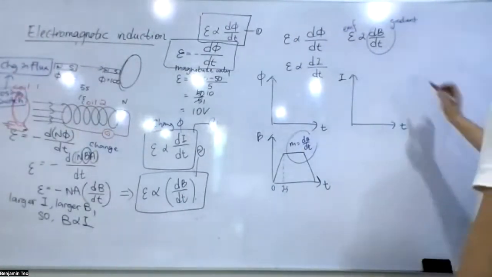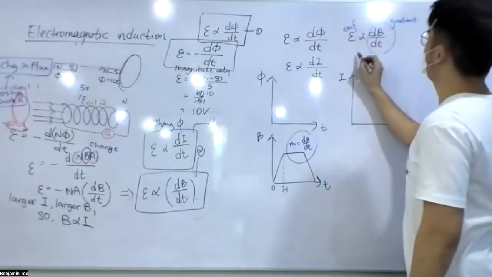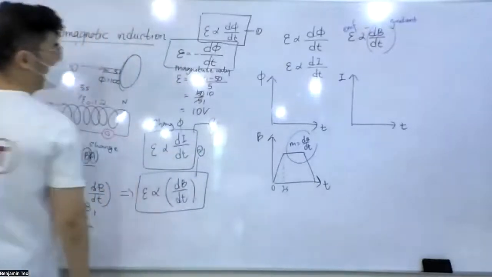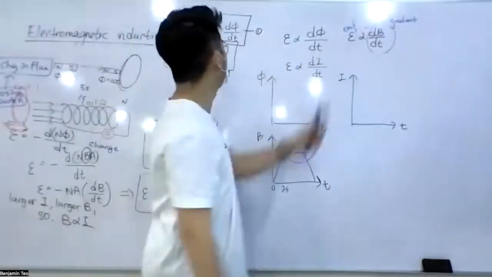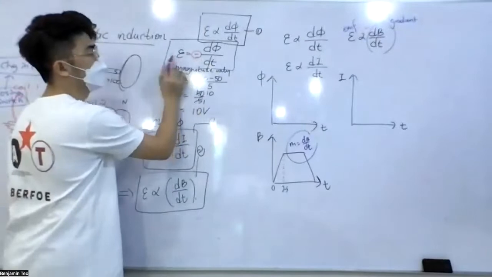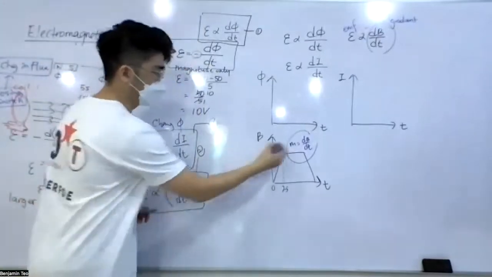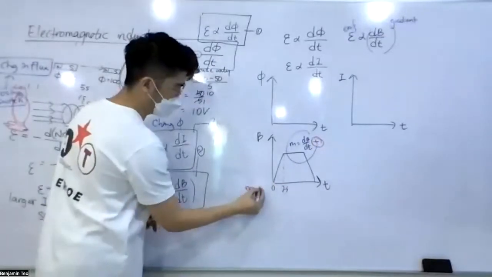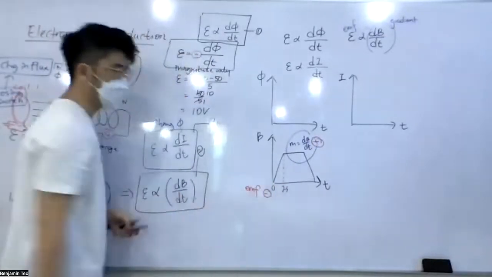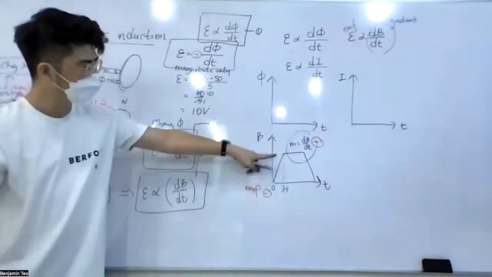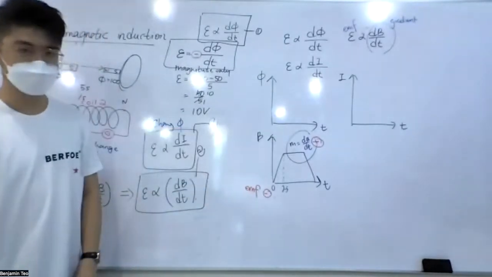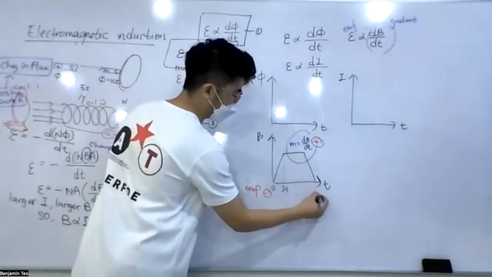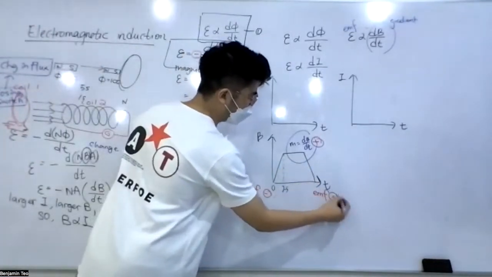Now, this one actually you got a negative here, right? Because of the Lenz's law. The equation has a negative here. That means if your gradient is positive, then the EMF should be negative, because EMF opposes the change in the flux. If your gradient is negative, then your EMF will be positive.